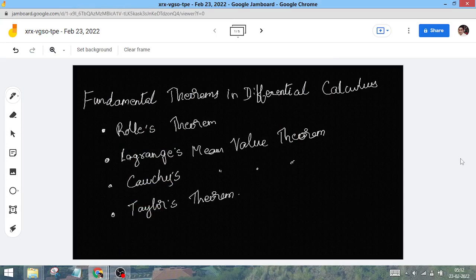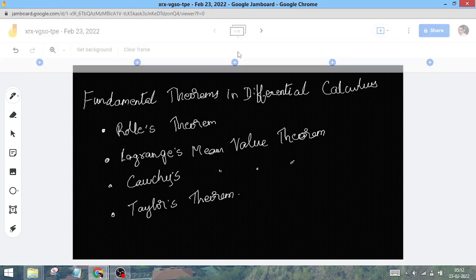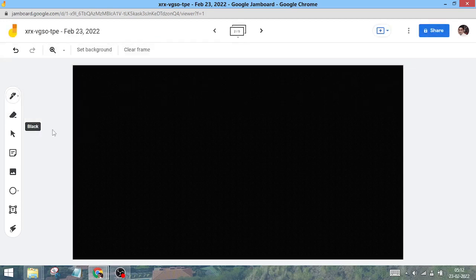Differential calculus. The fundamental theorems in differential calculus are Rolle's theorem, Lagrange's mean value theorem, Cauchy's mean value theorem, and Taylor's theorem. Okay, now let us see in detail the case of Taylor's theorem. Let us see what it says. Taylor's theorem states that suppose a function satisfies the following condition.